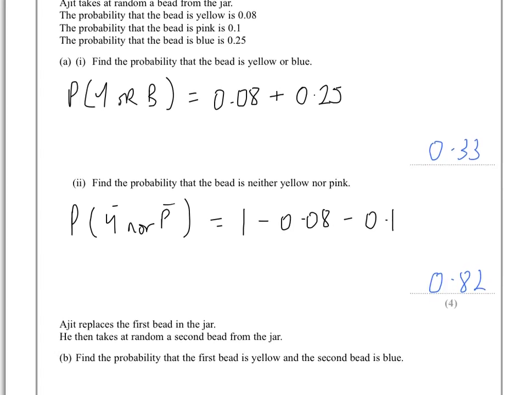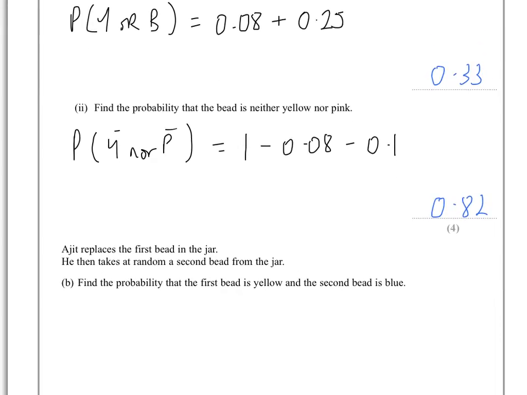Now, in the next part, we're told that Ajit replaces the first bead in the jar. He then takes a random second bead from the jar. So once he's taken one out, he puts it back in. So it doesn't in any way change the probability the second time round. That's important to remember.